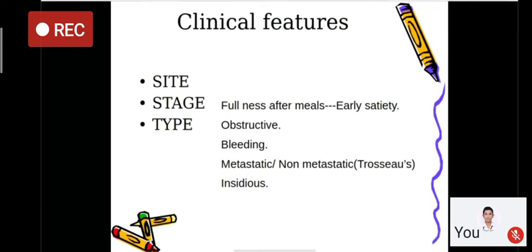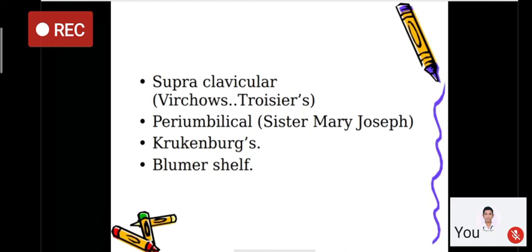They can present as metastatic or non-metastatic disease also. What is this metastatic disease? It can present as a supraclavicular lymph node, which we call Virchow's node or Troisier's sign. It can present as a periumbilical node, the Sister Mary Joseph nodule. These are metastatic presentations of advanced disease.